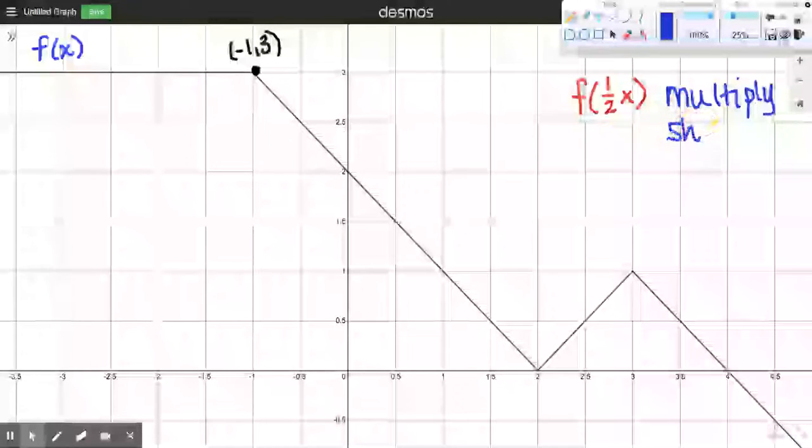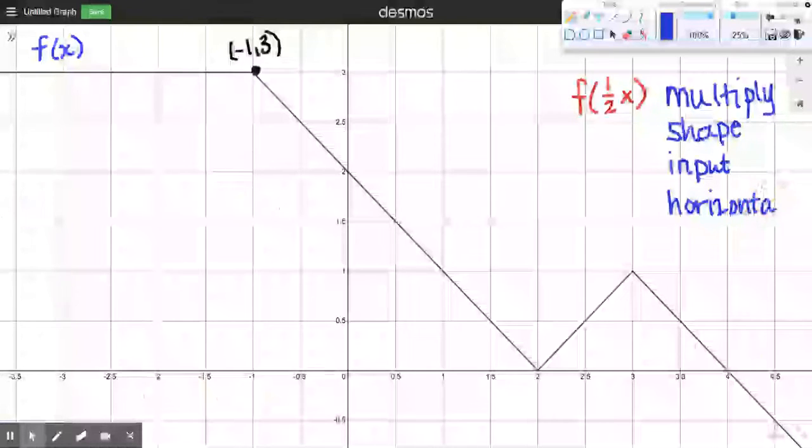If it was addition, then I would know that the shape stays the same. But this is going to change the shape because I'm multiplying. It's also happening to the input, so I know that it's going to happen horizontally. If it happens to the input, it changes it horizontally. If it happens to the output, it changes it vertically.